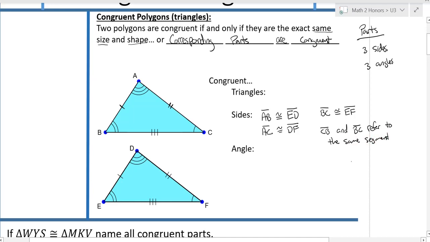For angles, we're going to say, well, angle A is congruent to angle D, and angle A has 3 arcs on it, and angle D has 3 arcs on it, so those are congruent. Angle E is congruent to angle B because they both have 2 arcs, and angle C is congruent to angle F because they have 2 arcs.